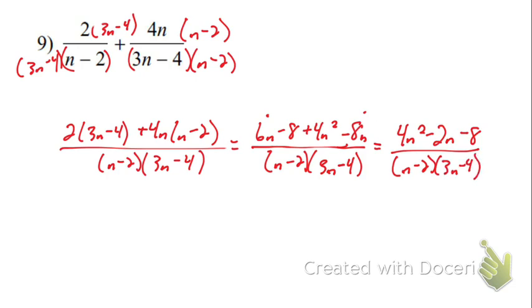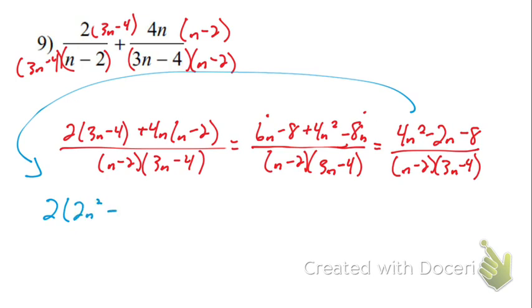So up top, I can factor something out. I can take out a 2. When you take out that 2 from this numerator, you're left with 2n squared minus n minus 4. And that's over n minus 2, 3n minus 4.